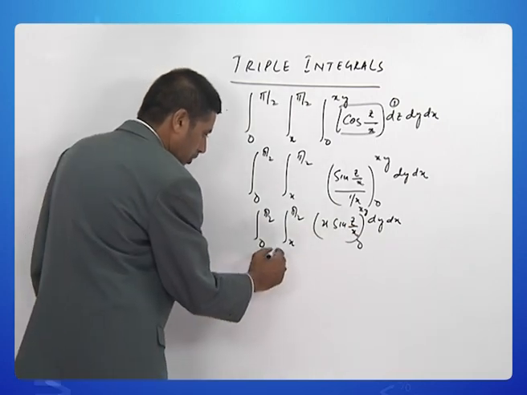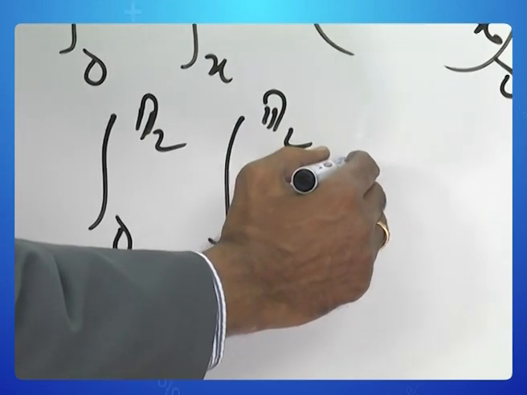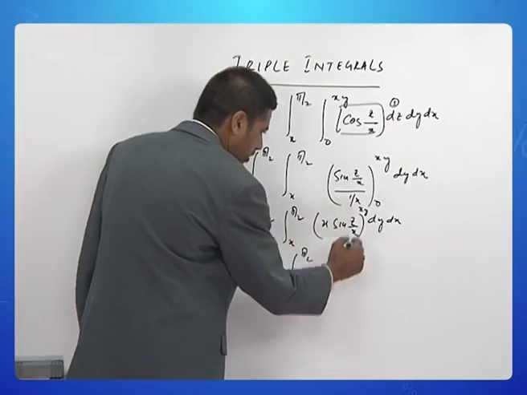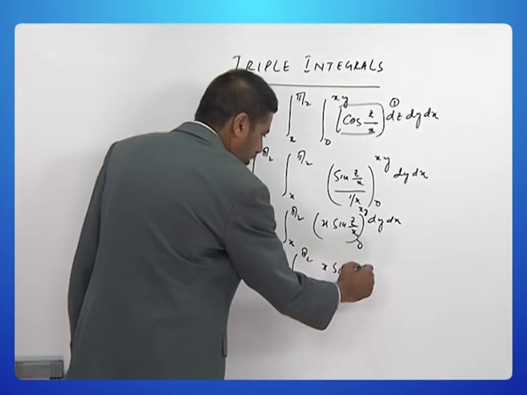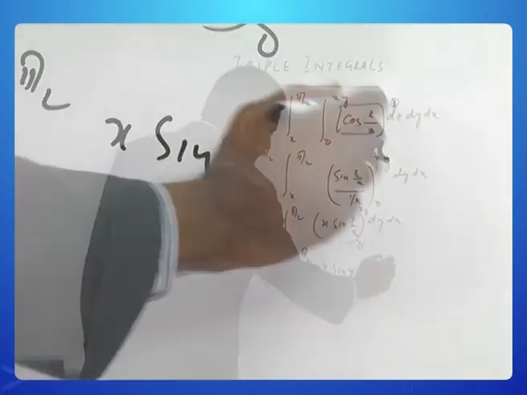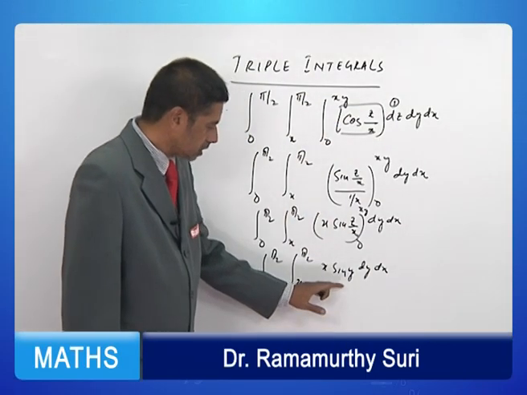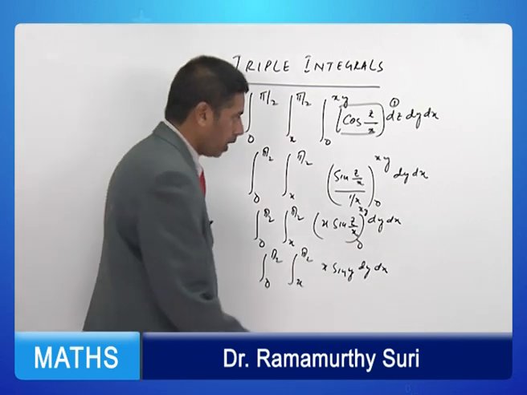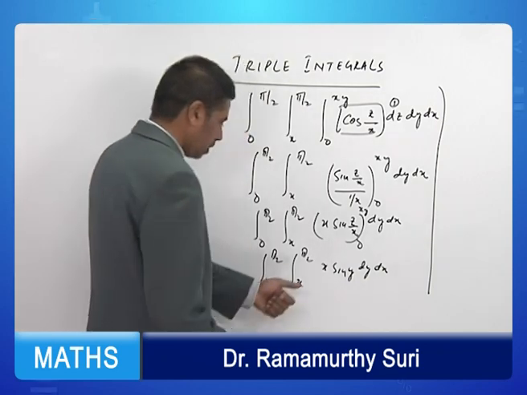Of course, sin 0 is 0, therefore the lower limit does not have any effect on the function. So 0 to pi by 2, x to pi by 2, x sin(xy by x) leaves sin y dy dx. So now the problem is in control. The integration now is with respect to y. So let me show you the details of this integration.